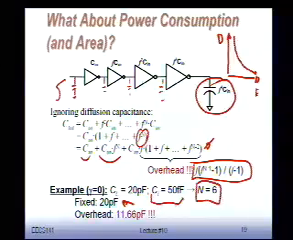So n in this case would be 6 stages. It says use 6 inversion stages. You compute that capacitor value here. The load capacity is 20 picofarad. In order to drive that, we add another 11.6 picofarad of internal capacitance. In other words, I add another 50% of power dissipation to do so.